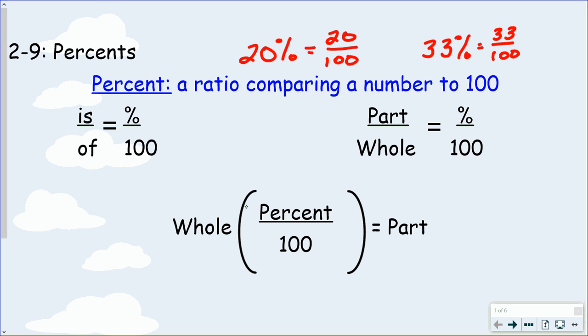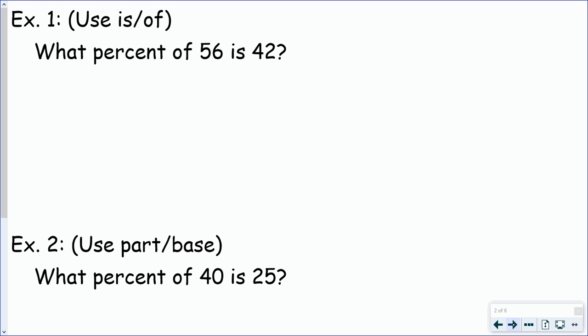And then this is what's called the percent equation. It says that if you want to find the part, it's equal to the percent divided by 100 multiplied by the whole. I'll show you how to use that too. So let's look at some examples.